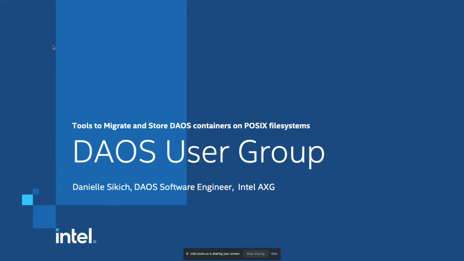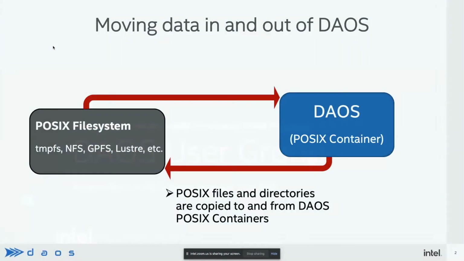Hi. So I'm going to be talking about different tools to move data in and out of DAOS. The idea is that there would be tools available to move data from a POSIX file system like Lustre or GPFS to DAOS and back. There are many reasons why you'd want to do this. One could be that the DAOS system is small and can't accommodate every user's data.